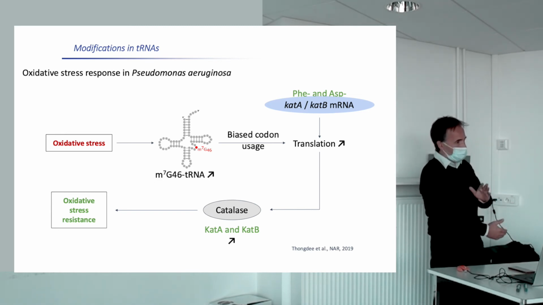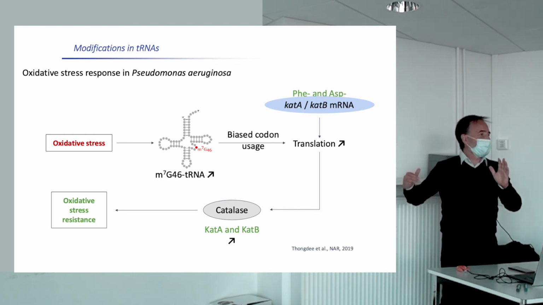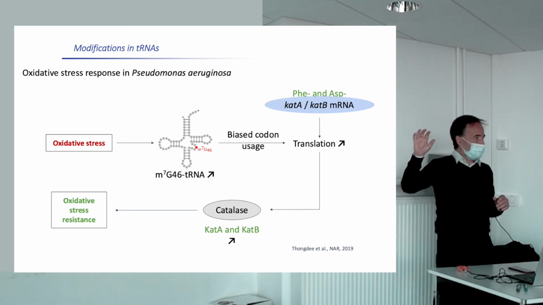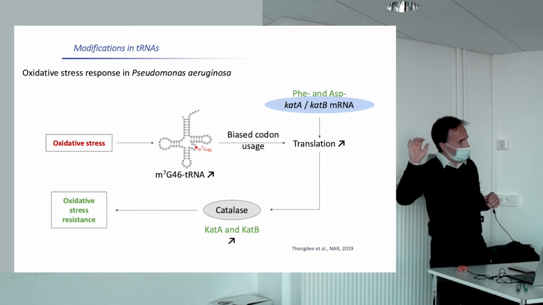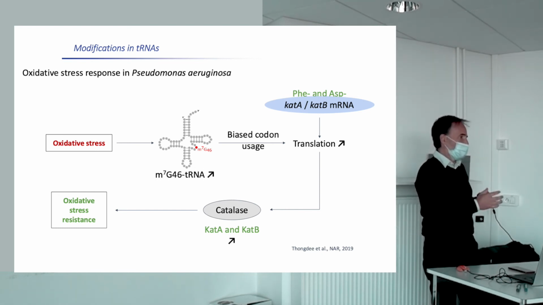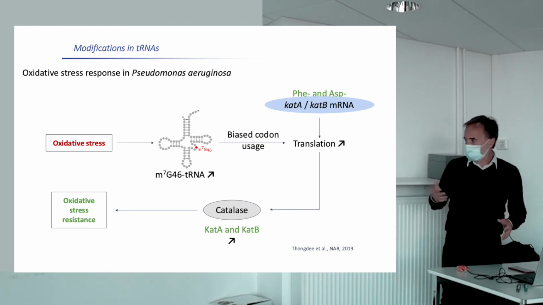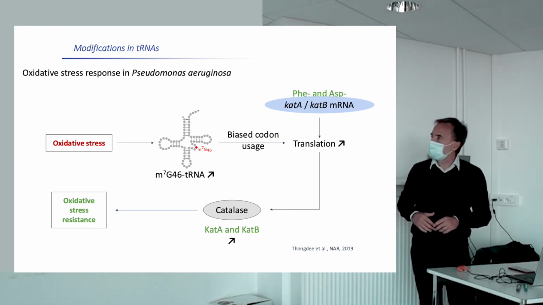Okay, so in this case, we have oxidative stress inducing an increase of a modification on the tRNA, with the effect of a better translation of messenger RNA containing a lot of a specific type of amino acid. And those proteins that are formed can counteract the action of the oxidative stress. But we don't have the mechanism. So it is interesting, and this is a very recent publication.